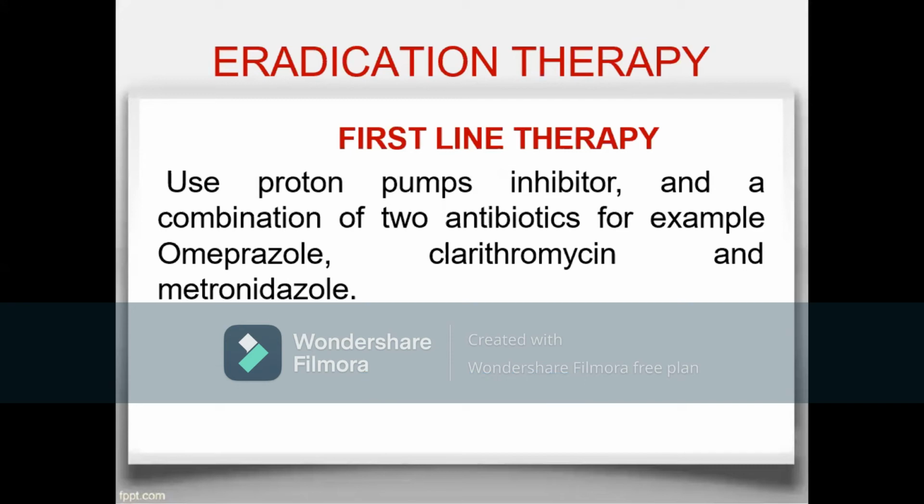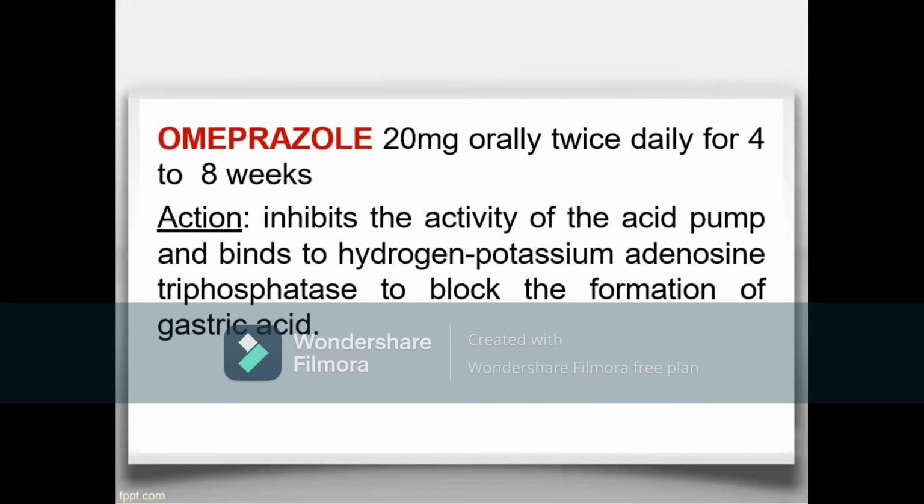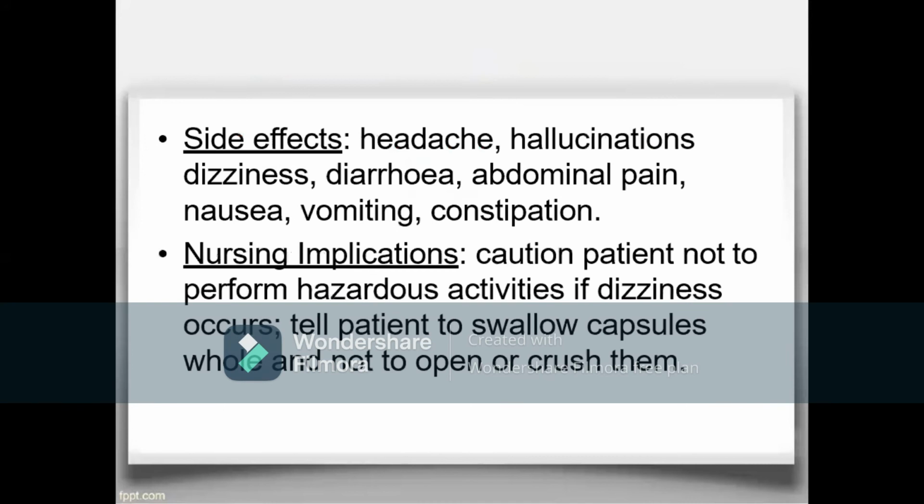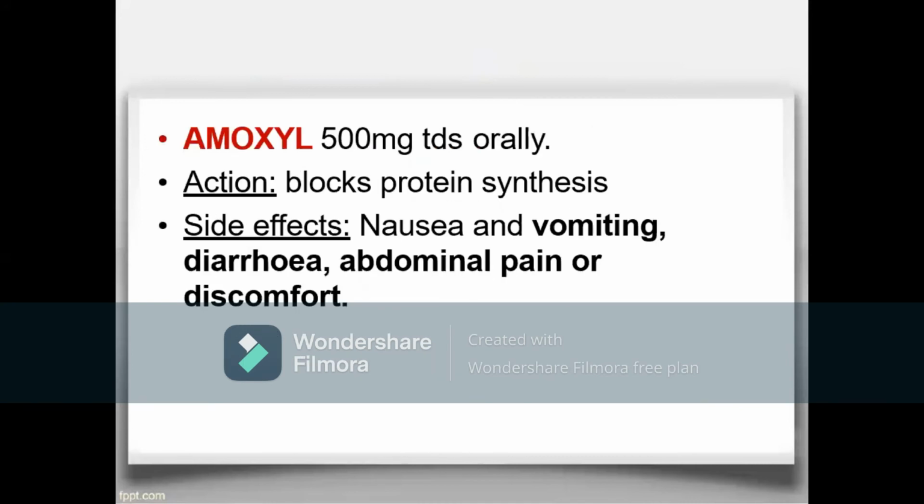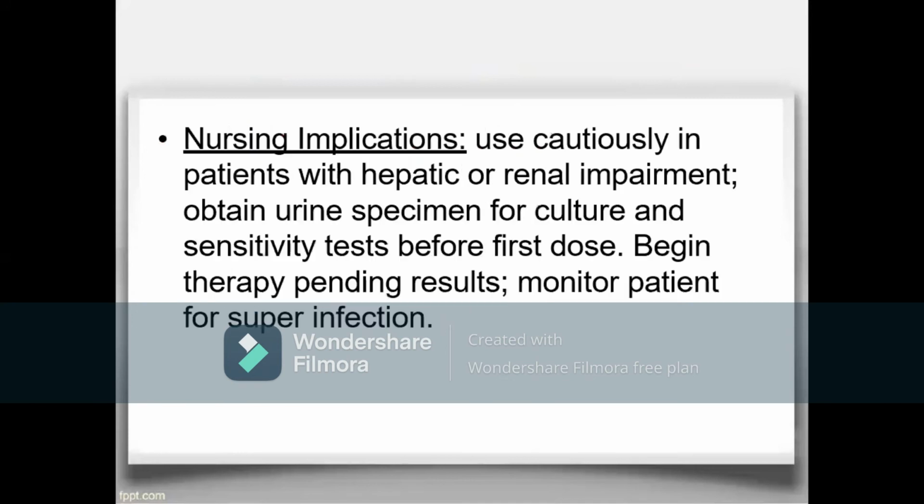So the first line of treatment will include the use of a proton pump inhibitor and a combination of 2 or more antibiotics, and apart from that one, a mild painkiller. The first drug in this combination is omeprazole, which is given in the dosage of 20 milligrams BD or twice daily for 4 to 8 weeks. We won't consider the side effects and everything. Secondly, we have amoxicillin, which is an antibiotic, and usually this will block protein synthesis. This is given 3 times daily orally.